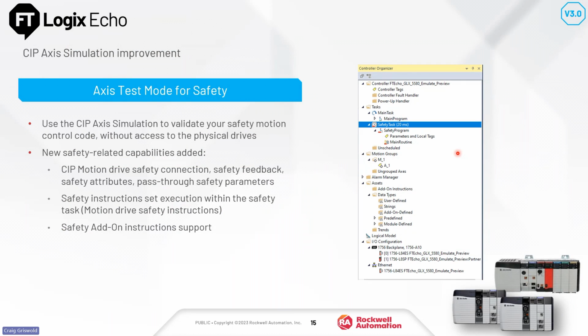Again, it allows SIP safety motion to test different SIP motion things such as safety feedback, the attributes, the pass-through, and your safety add-on instructions. So now I can do some lower fidelity testing. It's not pure simulation, but I can start testing those SIP axes using the test mode without the hardware to do some initial configuration and testing.